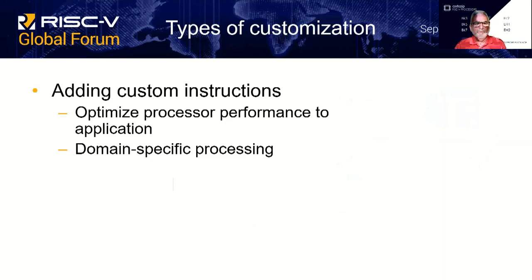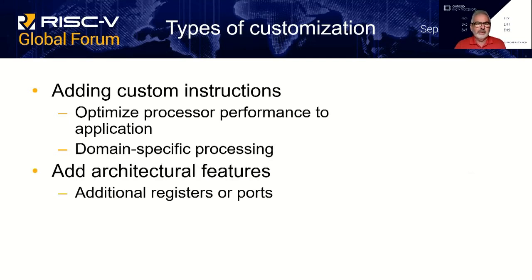So if we want to customize an existing core, there are a number of ways in which we could do it. One would be adding custom instructions. This is well supported in the RISC-V concept, and you could optimize your performance to your particular application. You could create your own domain-specific processing.